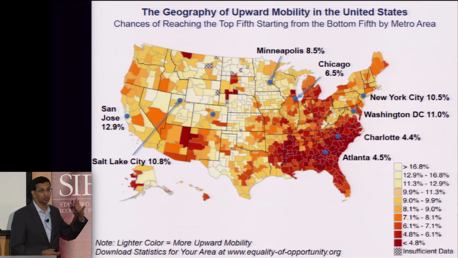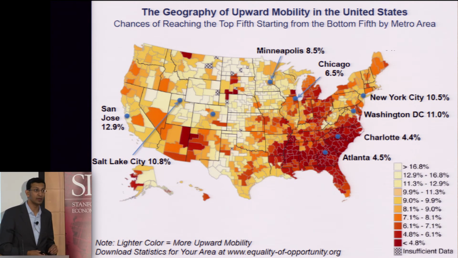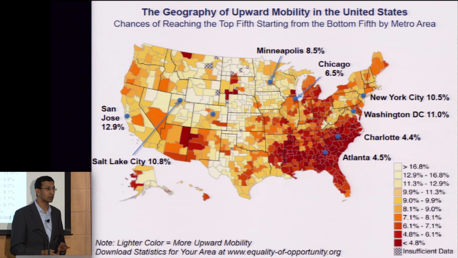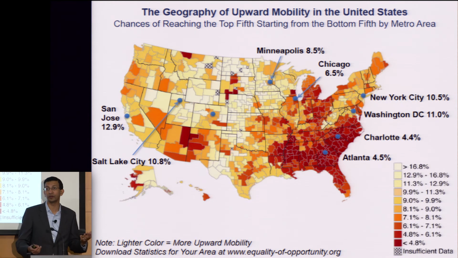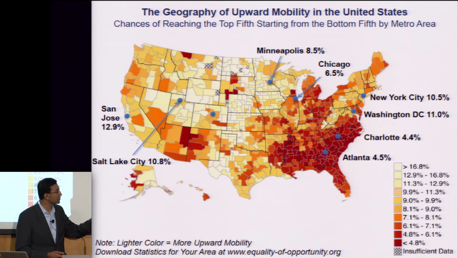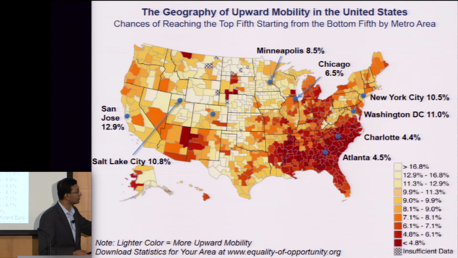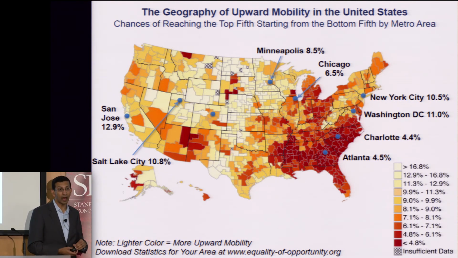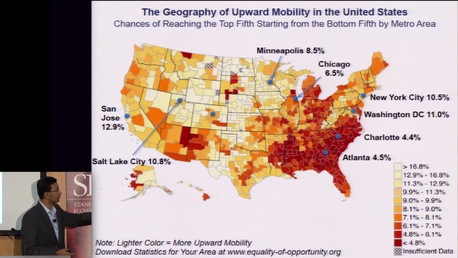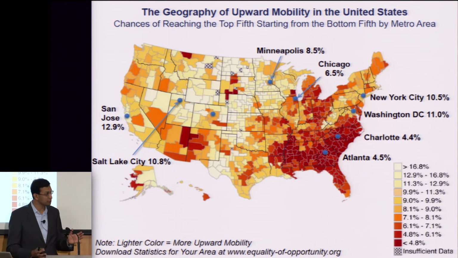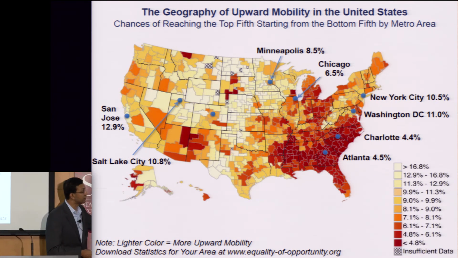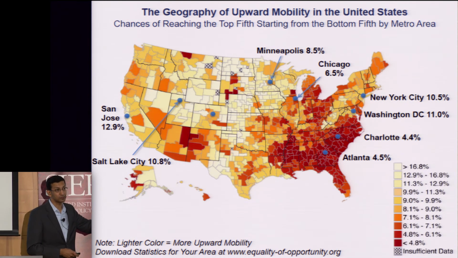So this map shows the same statistic that I started out with, the fraction of children who climb from the bottom fifth to the top fifth for 740 different metro and rural areas in the US, what are called commuting zones. And the map is colored such that lighter colored areas represent areas with higher levels of upward mobility, and the dark red colors represent areas with lower levels of upward mobility. So you can see if you look at the scale here that there's an incredibly broad spectrum in terms of rates of upward mobility within the United States.